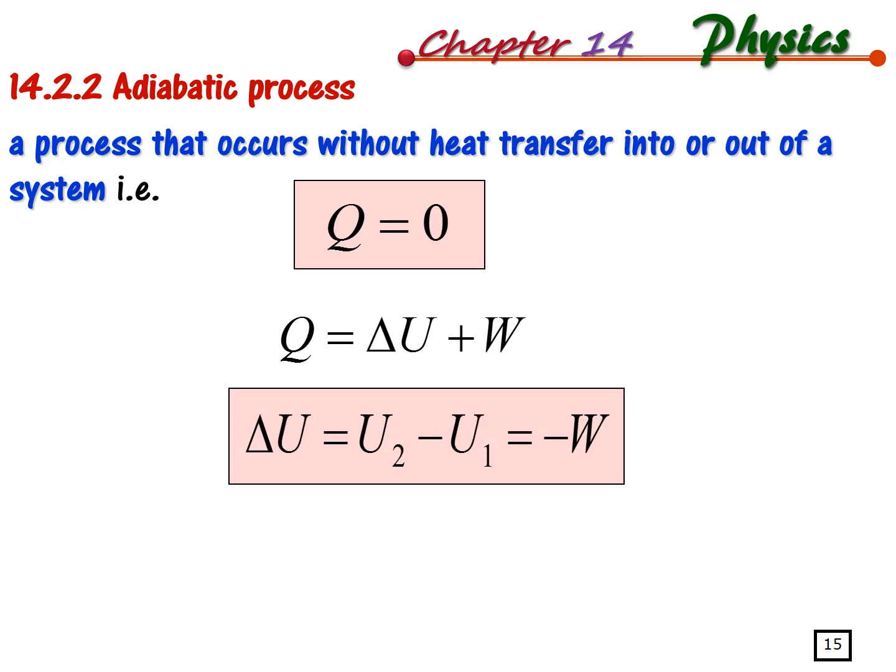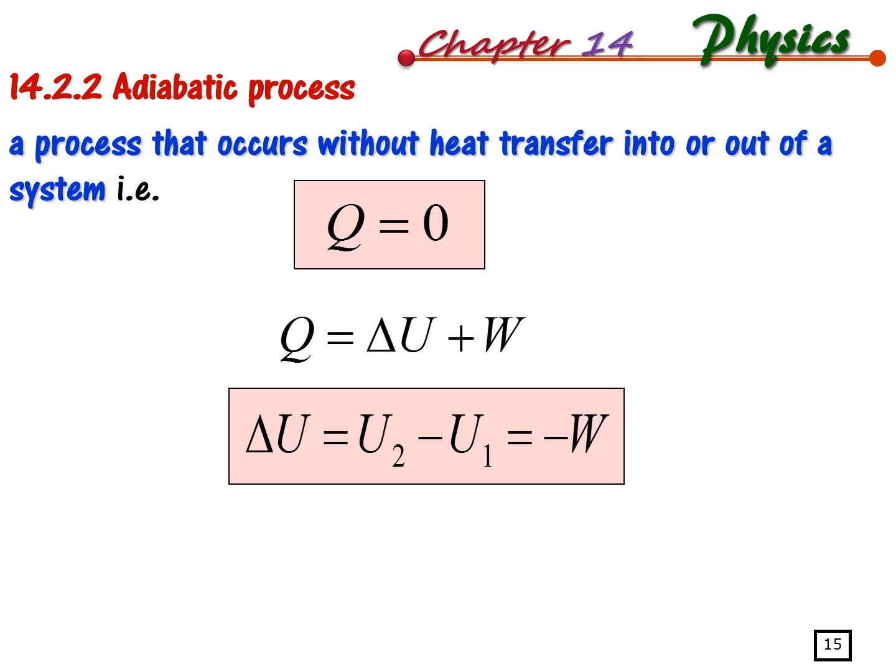We know delta U is the final internal energy minus the initial internal energy. For example, the compression stroke in the internal combustion engine is approximately an adiabatic process. Actually, in an adiabatic process the compression and expansion of the gas occur quickly. For example, you compress the gas quickly or the gas expands quickly. So that is adiabatic process, where there is no heat transfer into or out of the system. So the Q equals 0.